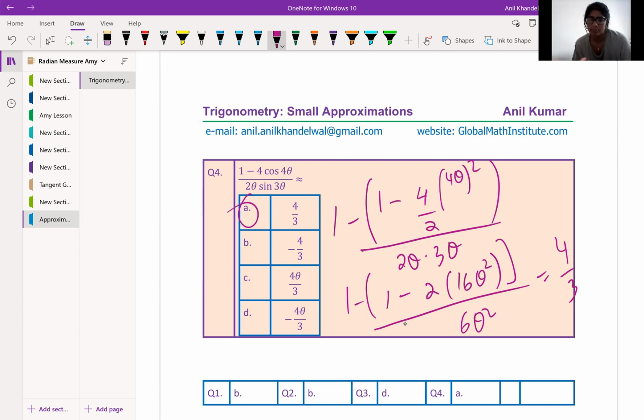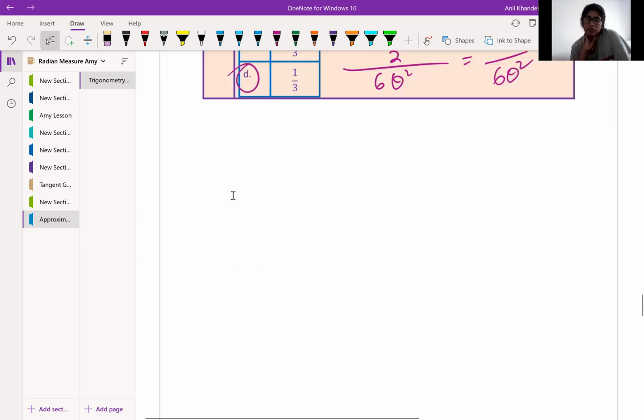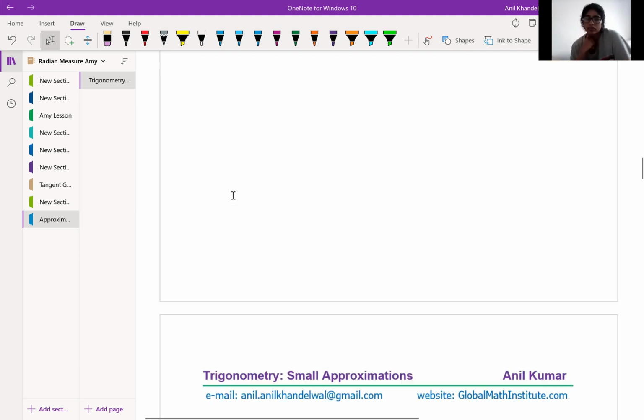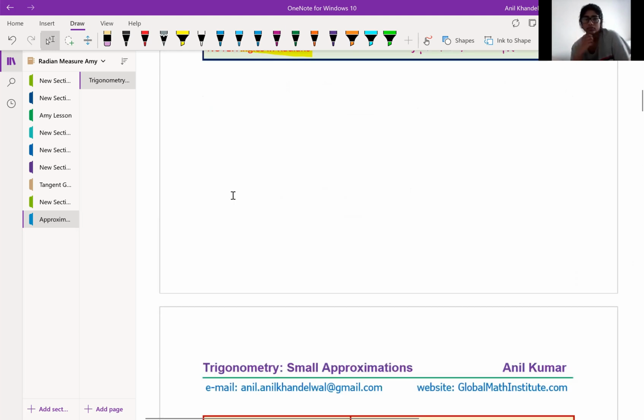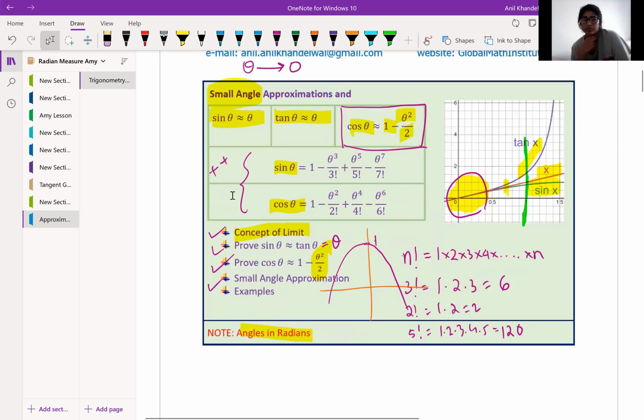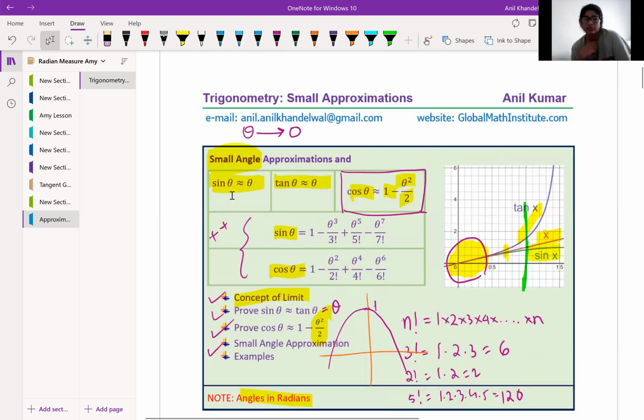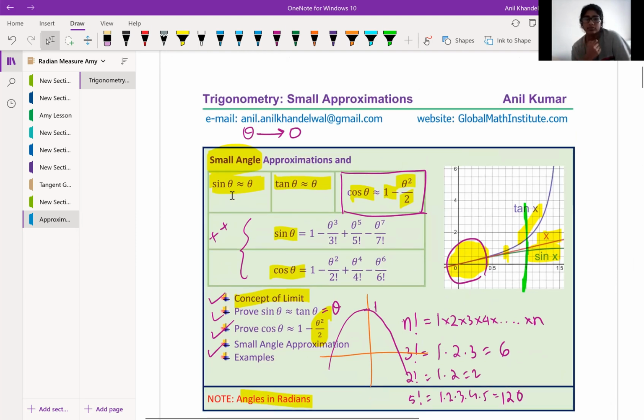Is that clear to you? Yeah. So that is how you have to do this unit. So we'll end here for now, but I hope you understood the concept. The whole idea here was to understand the starting point itself, that is small angle approximation. How do we get there?